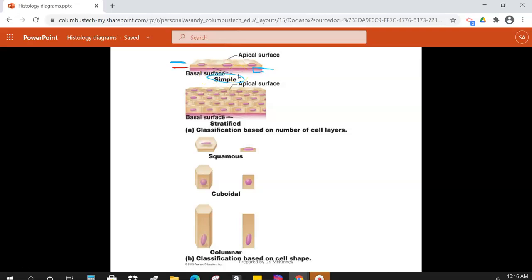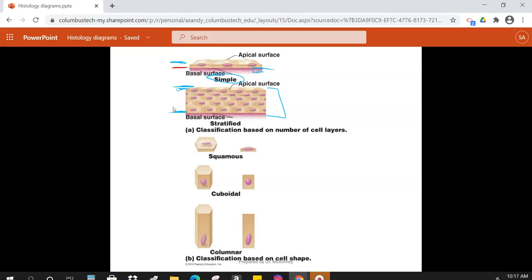Okay. And then on this next picture, you have multiple layers of epithelial cells. So this would be stratified. There are multiple layers of epithelial cells. You still have the cells at the top that are not attached to anything. Those would have a free surface. That's the apical surface. And then the cells at the very bottom are attached to the underlying connective tissue. So that would be the basal surface. But where you see multiple layers of epithelial cells, that is stratified.